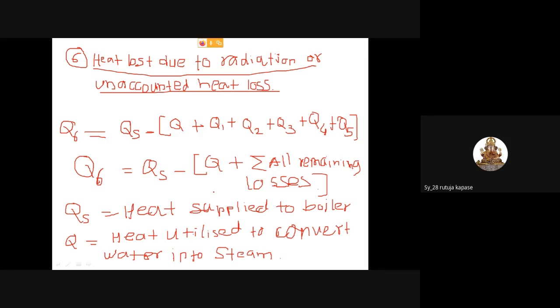Q6 is equal to Qs minus, in brackets, Q plus Q1 plus Q2 plus Q3 plus Q4 plus Q5. Means, in general, Q6 is equal to Qs minus Q plus the summation of all remaining heat losses.